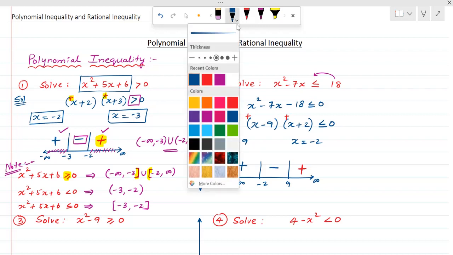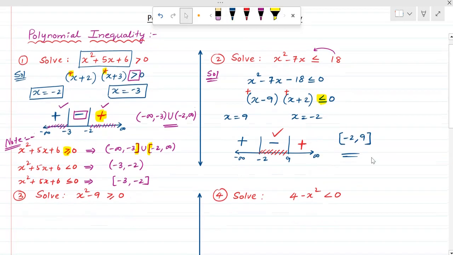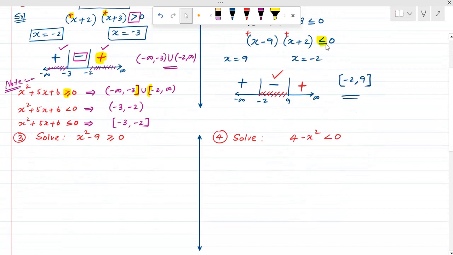Now, if you see this one, I need only the negative part, so less than or equal. What is the less than or equal? This is the interval. You will find it less than or equal. So what is the region here? You have minus 2 comma 9. Minus 2 comma 9 is the less than or equal. Because it is equal, that's why it is closed. If it is strictly less than, we will say open.